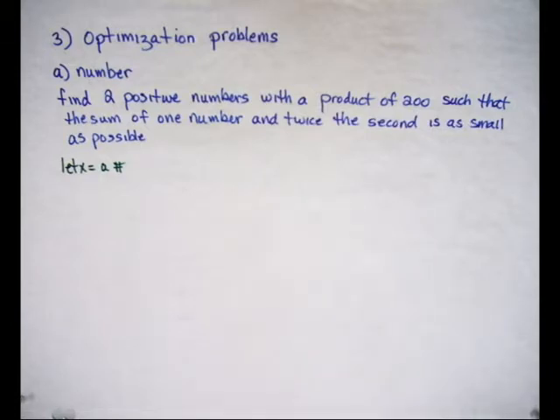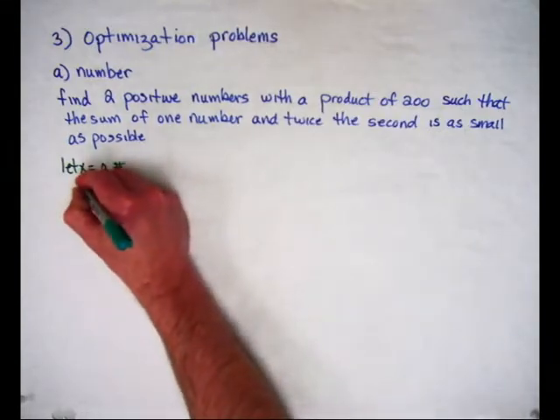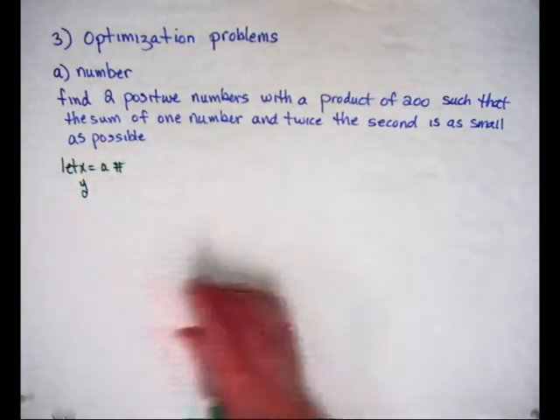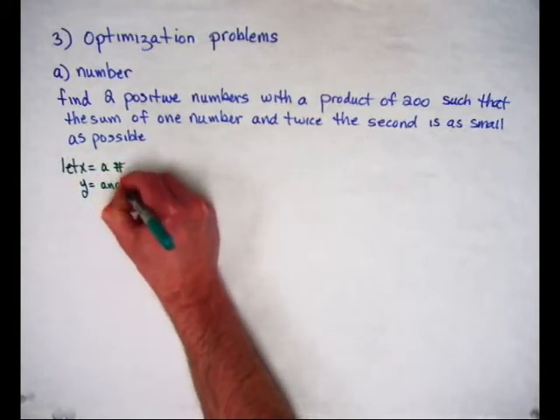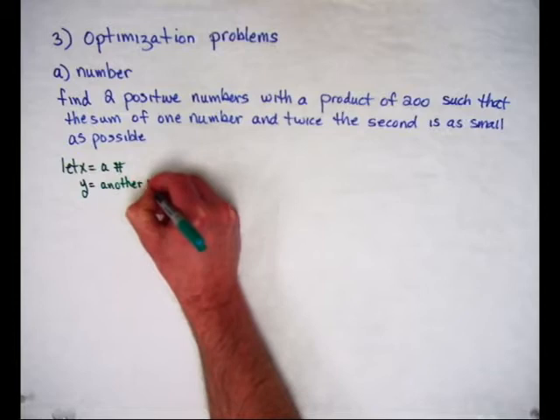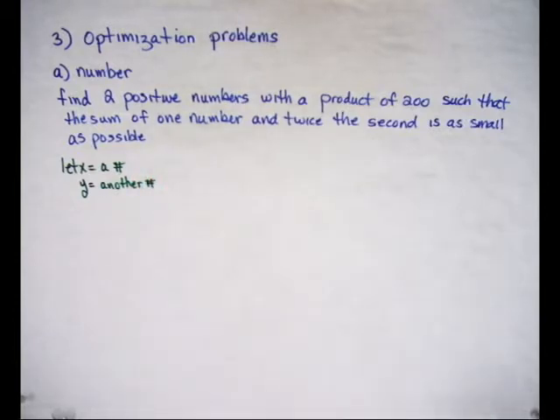But I'm looking for 2 numbers. One of them I've called x. Now the other number, we haven't read further into the question, so we'll just say let y equal another number. So we're looking for 2 numbers. The 2 numbers could be just any 2 numbers with a product of 200. So we've identified them as being x and y.